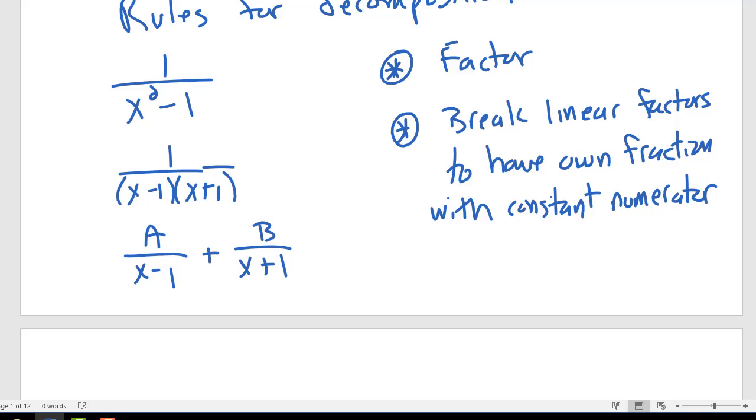All right, anyway, so this is not the denumerator, this is the denominator that we're looking at. So if the denominator has linear factors, each of those linear factors gets its own fraction with a constant numerator.